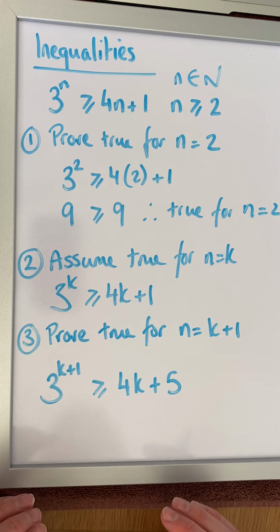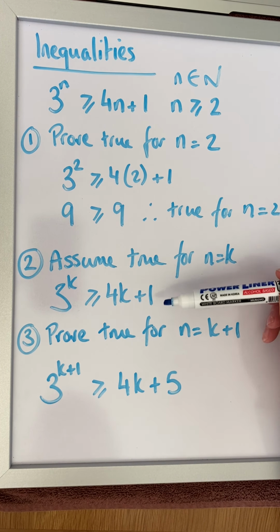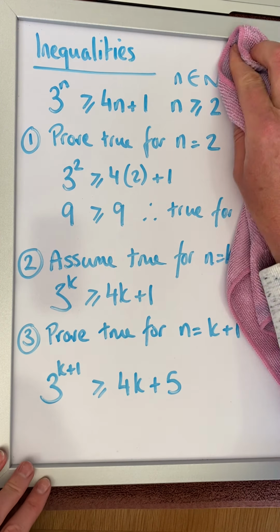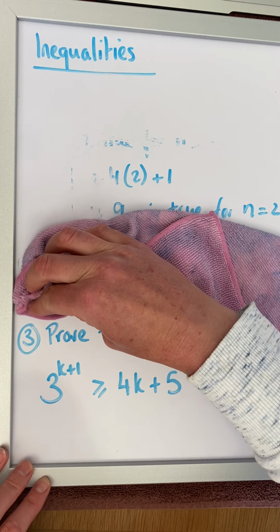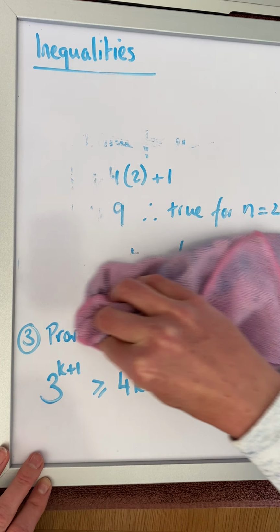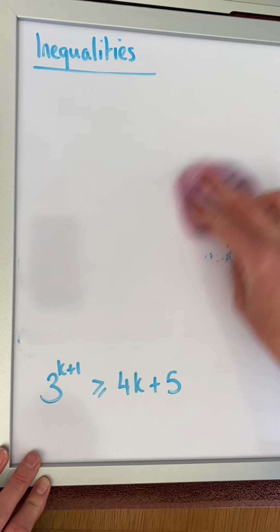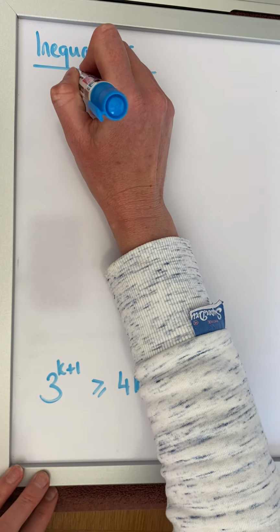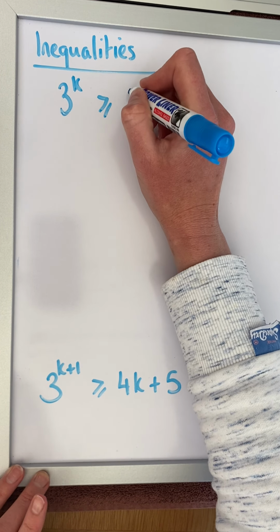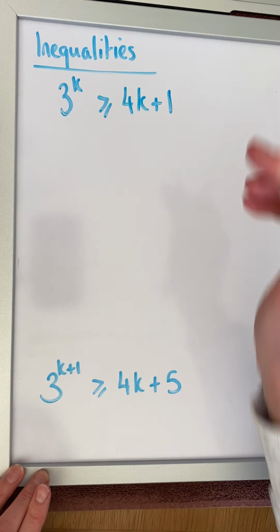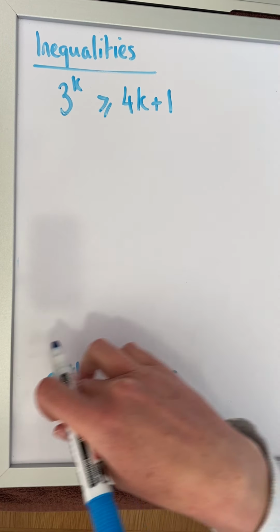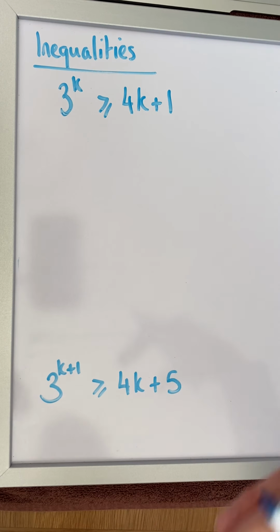When we're looking at inequalities, we know that step 2 is definitely true. We've assumed that to be true. So that should be our starting point. I'm just going to rub off step 1 so that I have some room to work up here. And I'm going to leave this here at the bottom. This is what we want to prove. So starting off with step 2, we know that 3 to the power of k is definitely greater than or equal to 4k plus 1. So we want to create a middle ground in between these two expressions that we can prove.